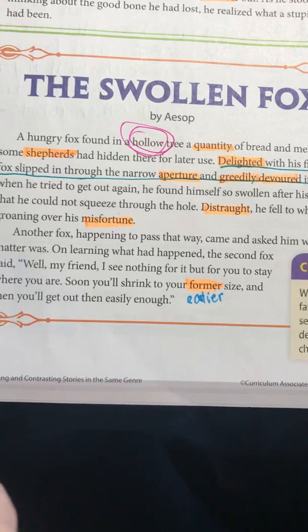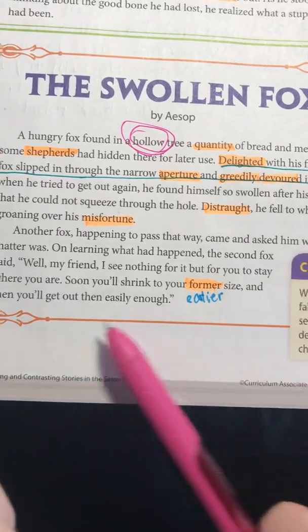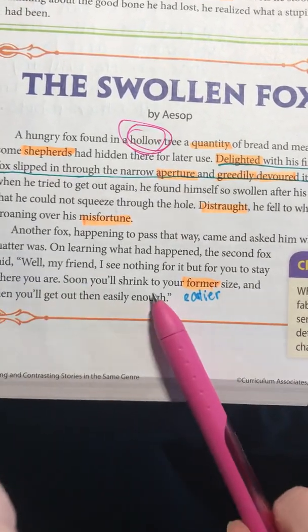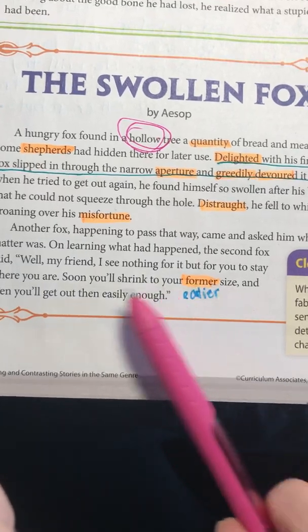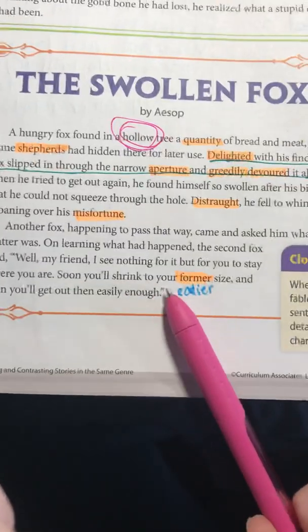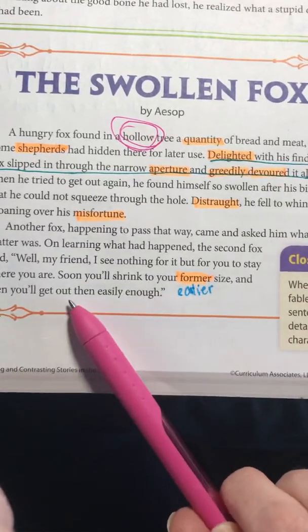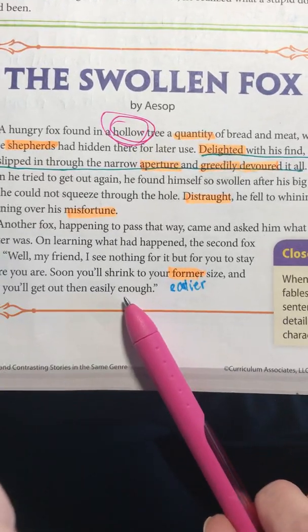Paragraph 2. Another fox happening to pass that way came and asked him what the matter was. On learning what had happened, the second fox said, "Well, my friend, I see nothing for it but for you to stay where you are. Soon you'll shrink to your former size, and then you'll get out easily enough."